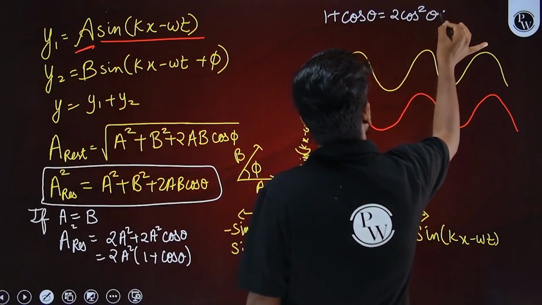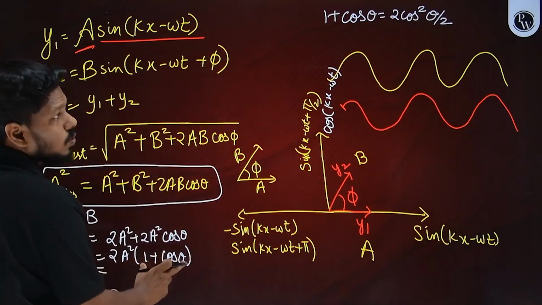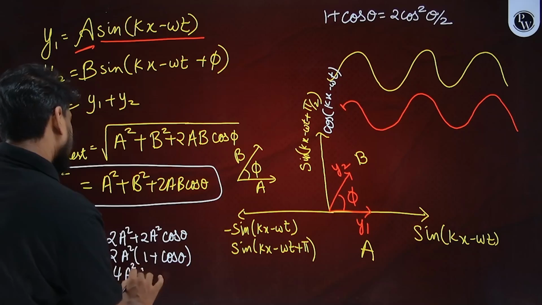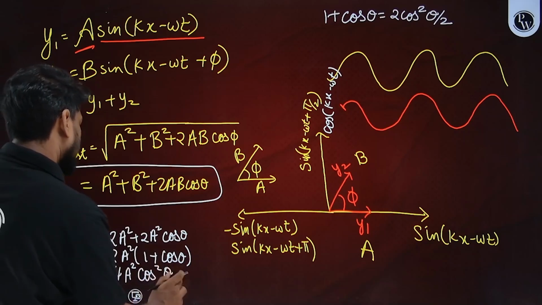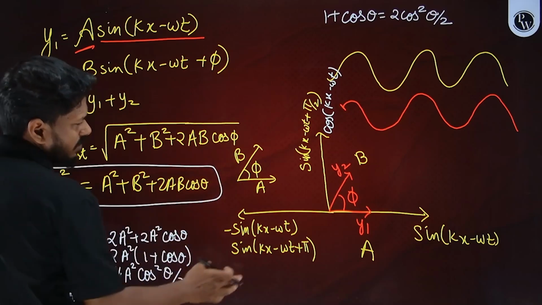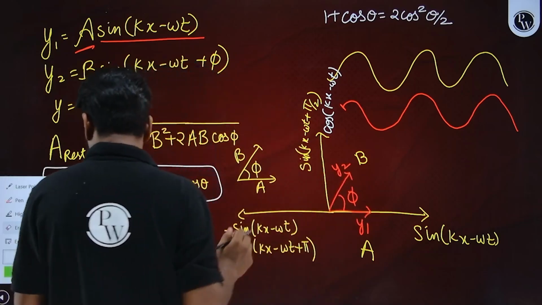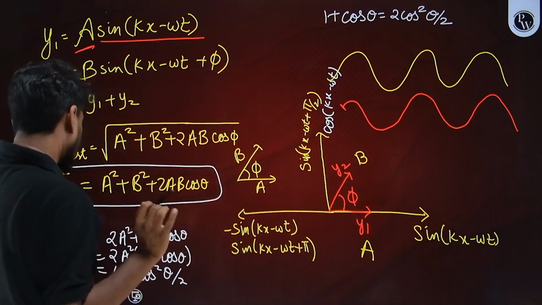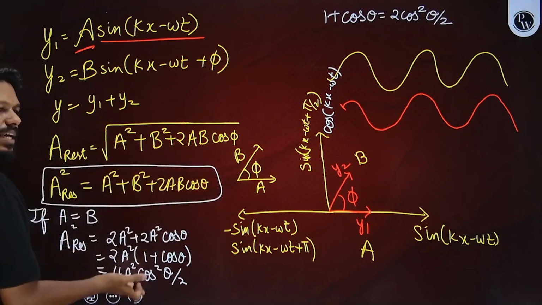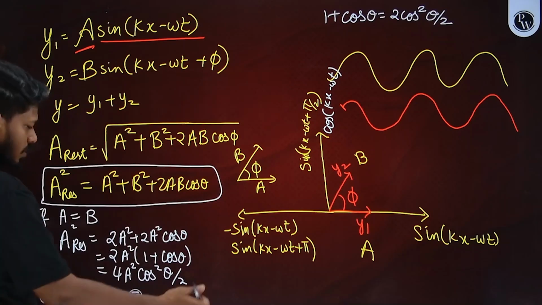Using trigonometry, I can write 1 plus cos theta as 2 cos square theta by 2. So if I substitute that, I will be getting 2 into 2, which becomes 4A square cos square theta by 2. It can be theta or phi, don't worry, don't get confused. So let me just make this theta. This theta is equal to phi. So generally the resultant amplitude can be given with this formula. If A and B are equal, then use this formula. Any difficulty?